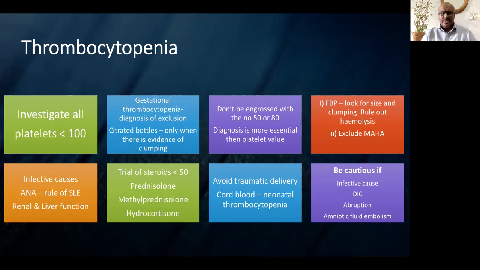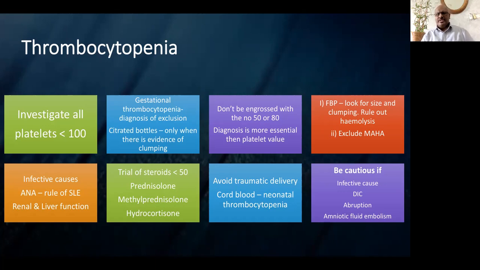Now, another important point about thrombocytopenia, please do not be engrossed with the number of 50 or the number of 80. What I think is far more important is the quality of platelets rather than the quantity of platelets. So ladies and gentlemen, in most immune causes, immune-mediated thrombocytopenia or gestational thrombocytopenia, mothers usually do not bleed. A platelet number of 30 or a platelet number of 50 is sufficient. However, if it's an infective cause, then the degree of platelet dysfunction is far more severe. So the take-home message, don't be engrossed with the number, but look for a possible diagnosis.